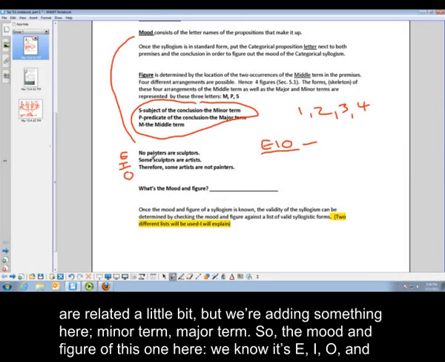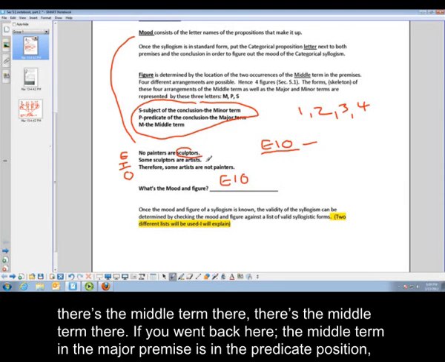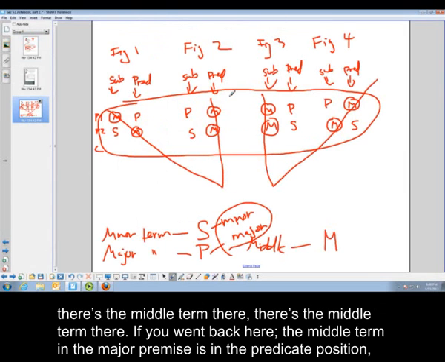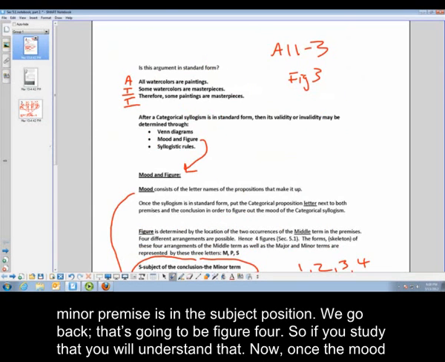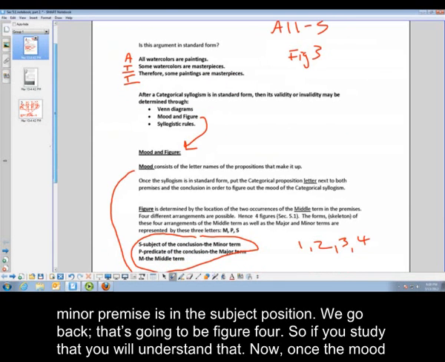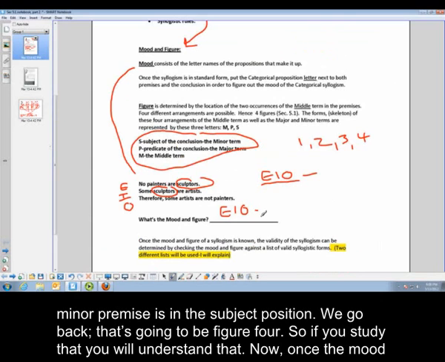So the mood and figure of this one here, we know it's EIO. And there's the middle term there. There's the middle term there. If you went back here, the middle term in the major premise is in the predicate position. Minor premise, it's in the subject position. So we go back. That's going to be figure 4. Okay, so if you study that, you will understand that.